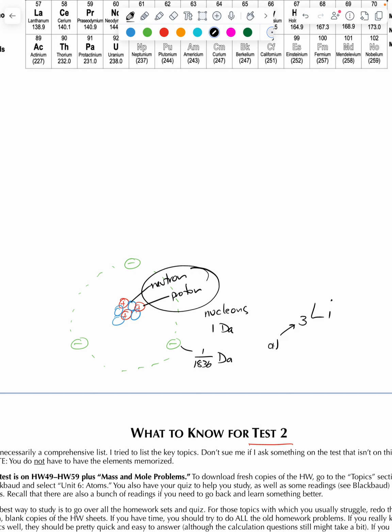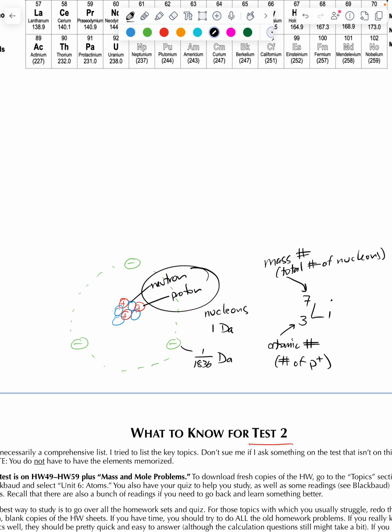Then at the top left, you write a 7 for this atom. That represents what we call the mass number. And that's the total number of nucleons, not the number of neutrons, but the neutrons plus the protons. So this would be called lithium-7, the 7 meaning that it has 7 nucleons, therefore a mass of about 7 Daltons.